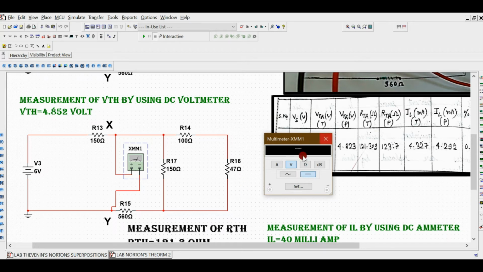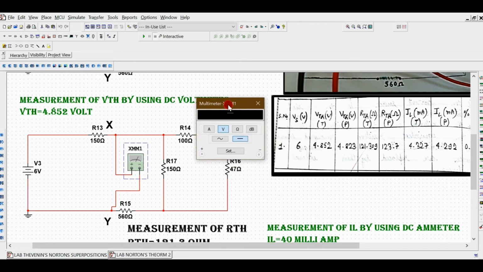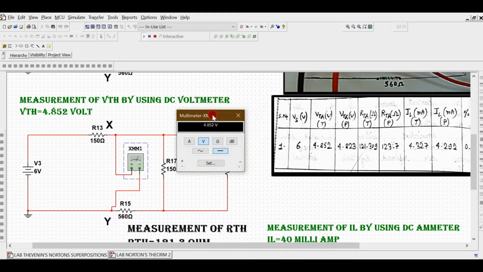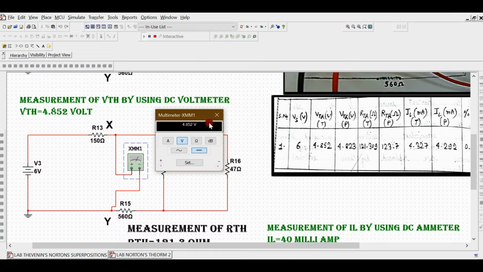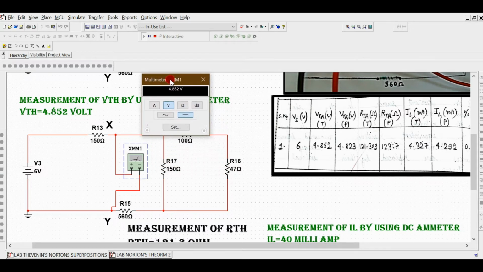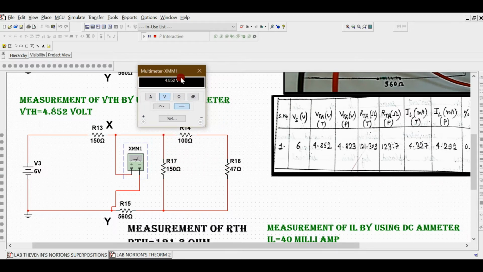So guys, you can directly verify here whether this theoretical answer, that is Thevenin's voltage VTH 4.852, is correct or not. We will first run the simulation. By clicking on this green button you can run the simulation and see the answer. It appears in the multimeter, the voltmeter. See, this is exactly the same, 4.852 volt.